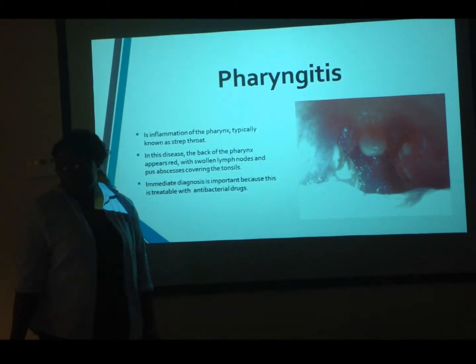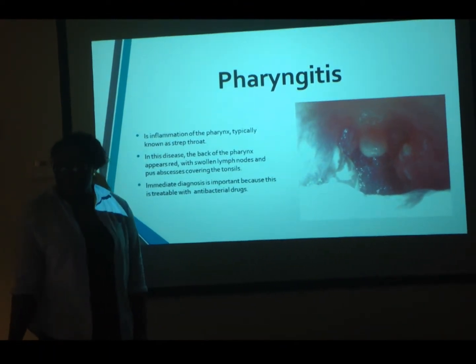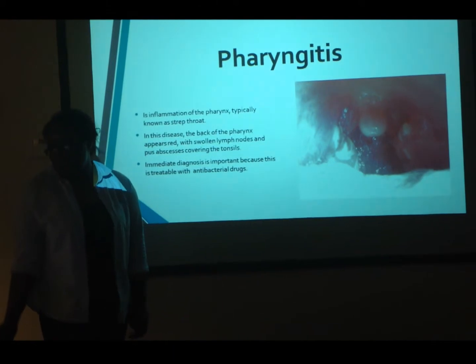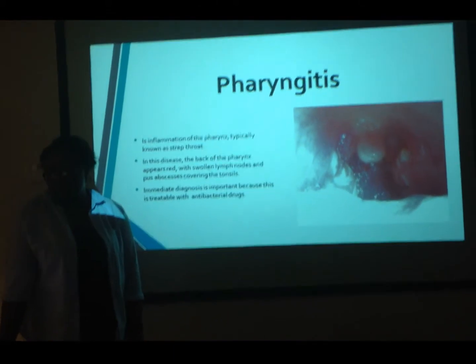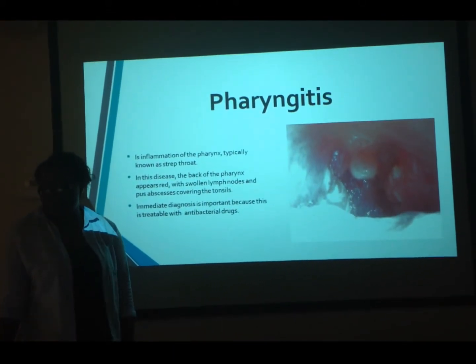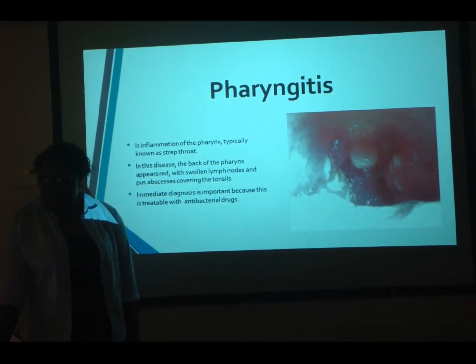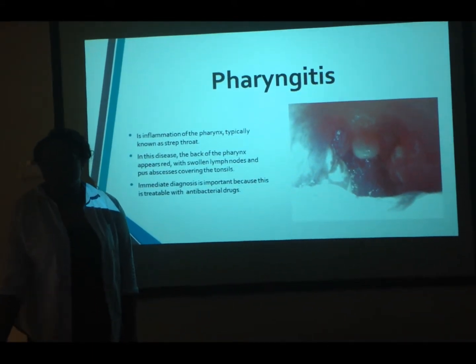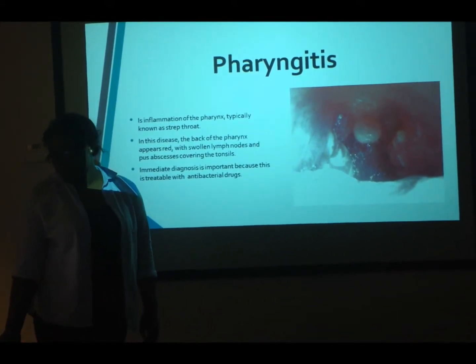Pharyngitis is simply the inflammation of the pharynx and is typically known as strep throat. In this disease, the back of the pharynx appears red with swollen lymph nodes, and pus covers the tonsils. Immediate diagnosis is important because it can be treated with antibacterial drugs.